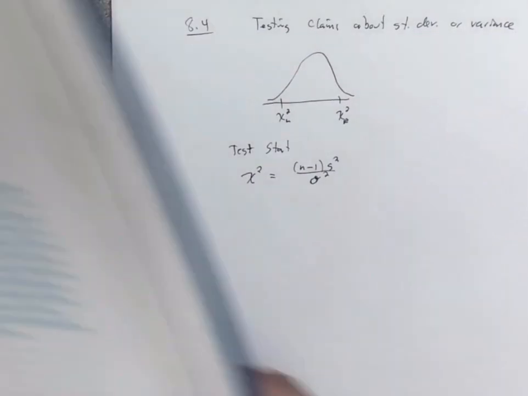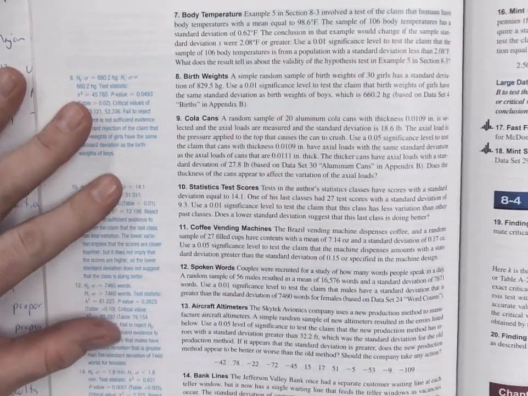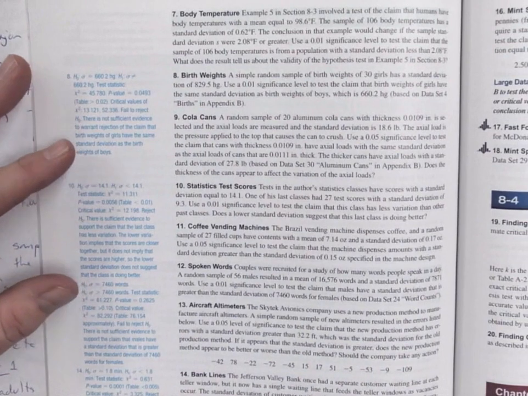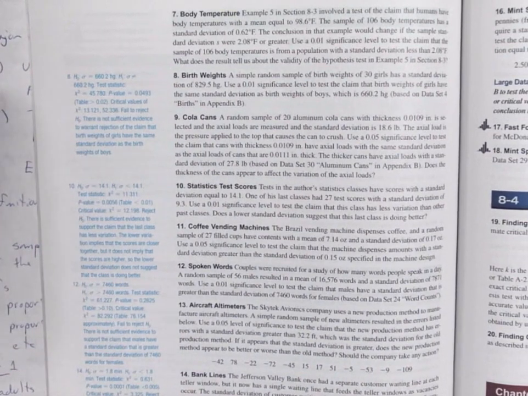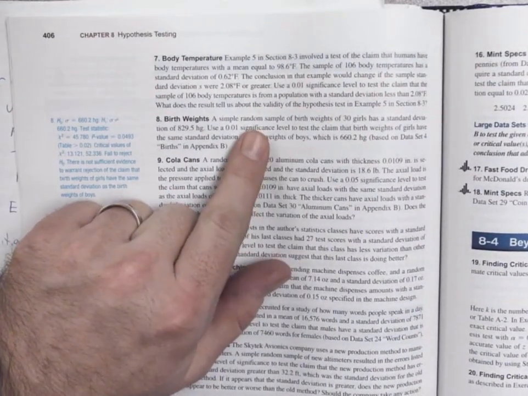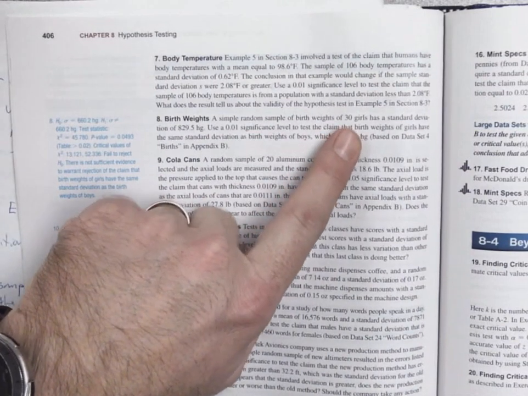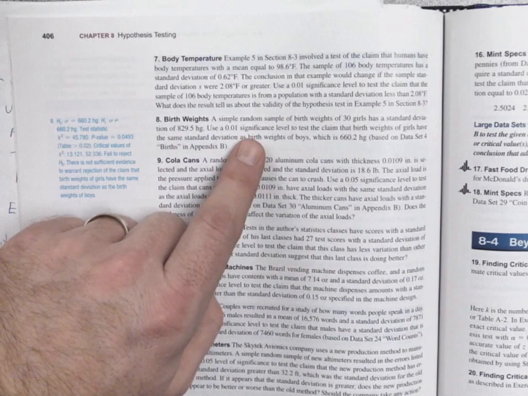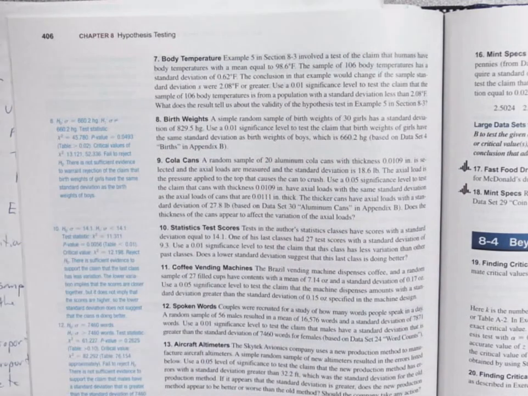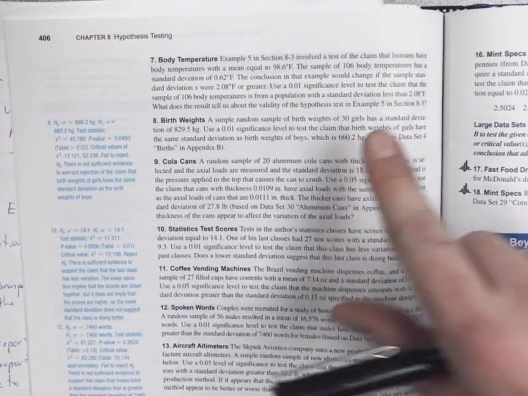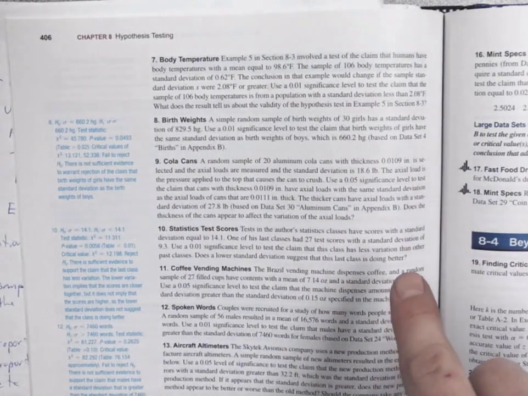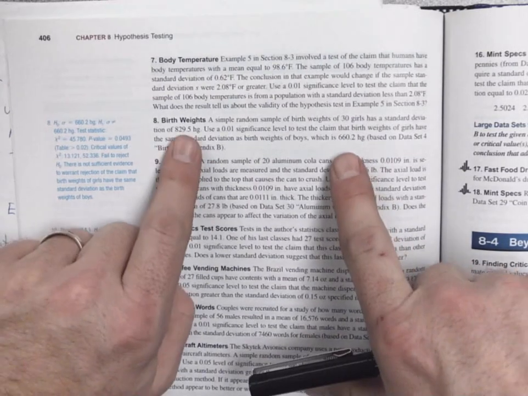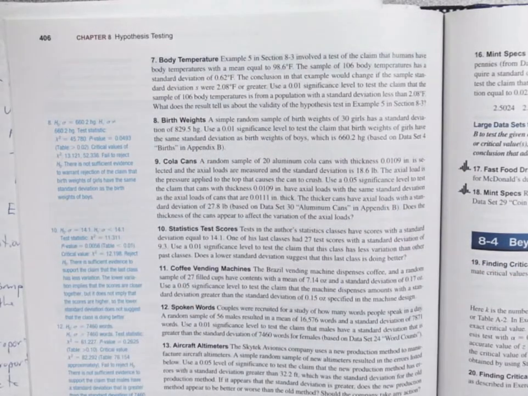So let's pick one. Let's do birth weights. A simple random sample of birth weights of 30 girls has a standard deviation of 8.29.5. Use a 0.01 significance level to test the claim that the weights of girls have the same standard deviation as the weights of boys, which is equal to 660. So they want to know if these two standard deviations are the same. They're asking you to test equality.